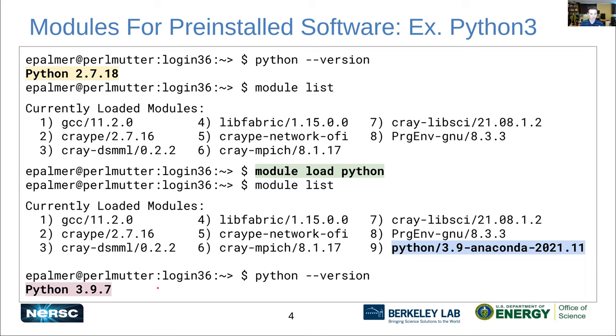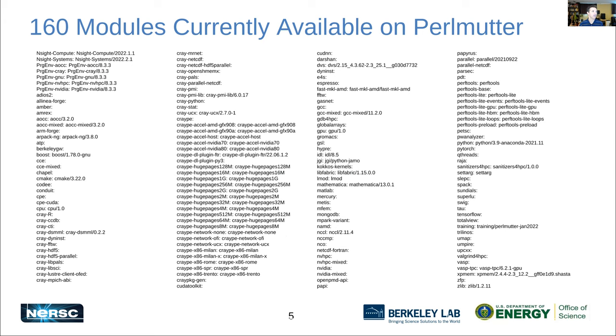So modules are the way we manage all the different software packages that are available on Perlmutter. If they were all loaded at the same time, it would cause all sorts of problems, so this is the way you load one at a time. We have a long list of modules and software. We have chemistry packages and materials science packages that are available as modules. If you need to use one of them, you module load it.